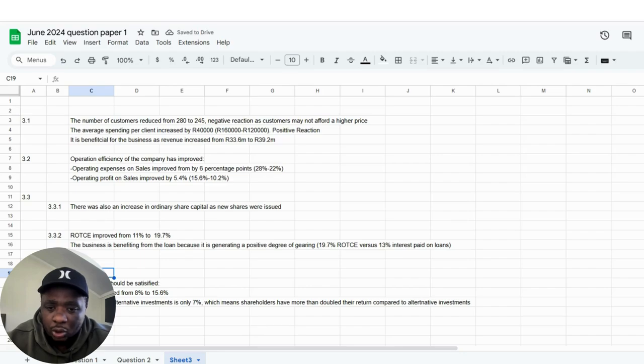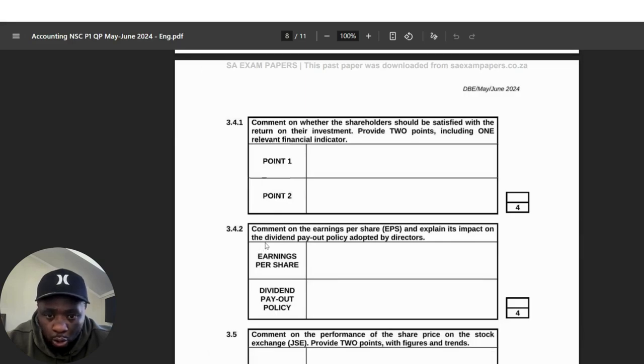Okay, cool. So now let's go to 3.4.2 and look at the next question. So 3.4.2, what does it say? It says we need to comment on the earnings per share and explain its impact on the dividend payout policy adopted by the directors. So comment on the earnings per share and explain its impact on the dividend payout policy adopted by the directors. So let's look at the earnings per share then.